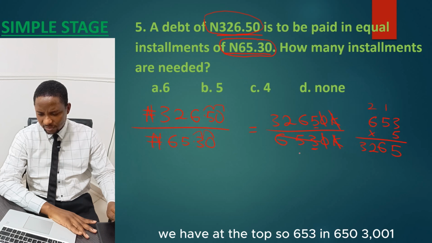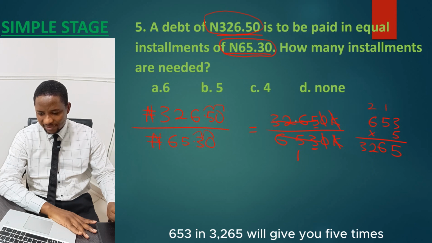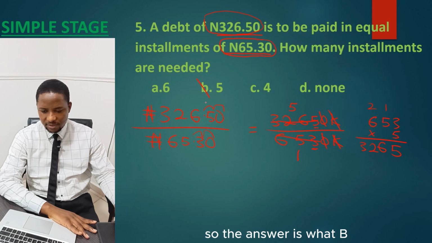So 653 in 3,265 will give you 5 times. So the answer is what?